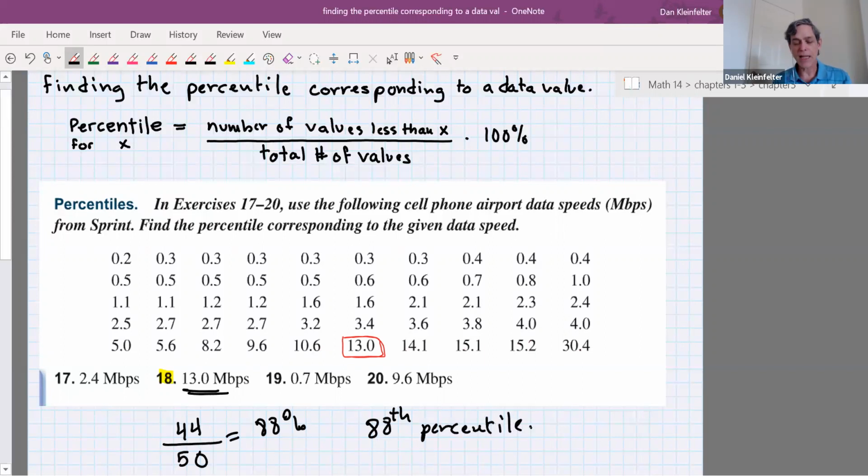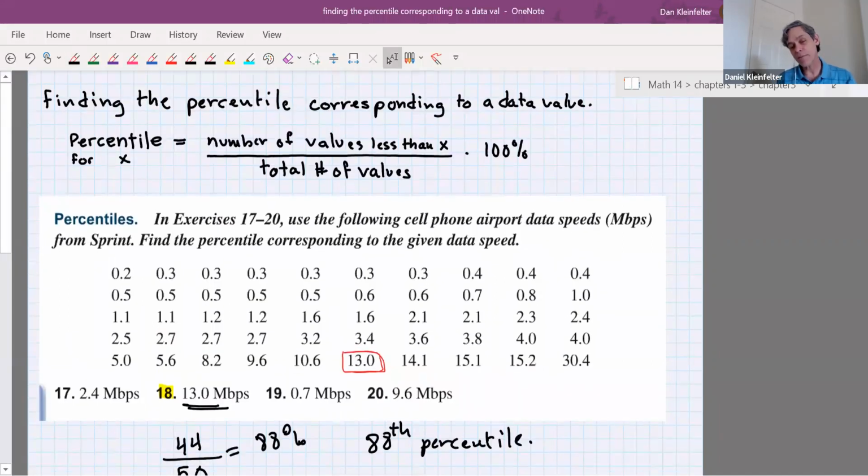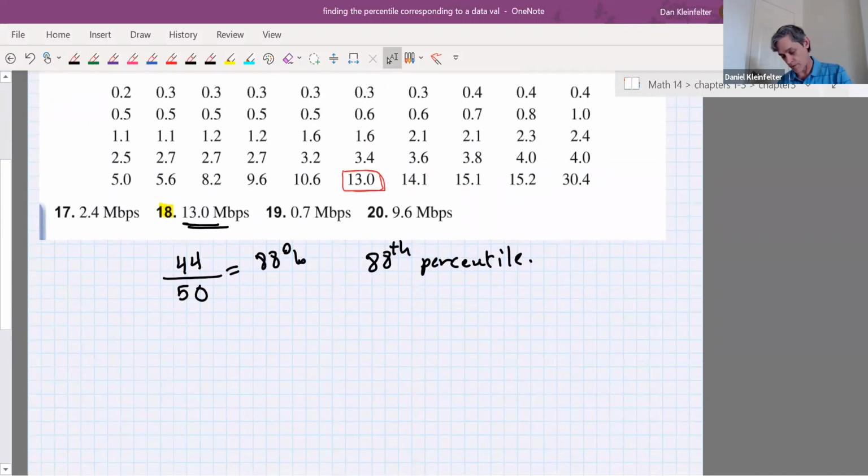Knowing something is in the 88th percentile is useful in that we can picture, let's say that we had 100 of these data values. That means that 88 of them would be smaller than our particular value. So again, how do you find a percentile given a data value? You divide the number of values smaller than the one you're looking at by how many total values there are, and then make a percentage out of it.